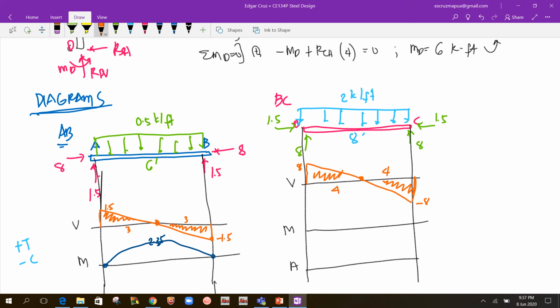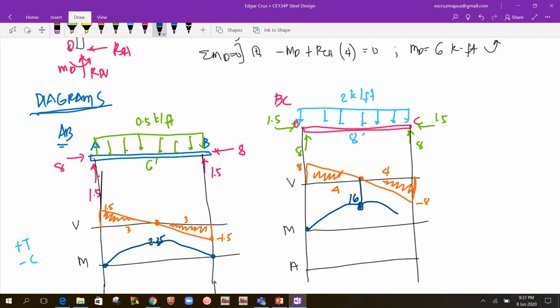Okay? So, next is for the moment diagram. The moment diagram is similar to this one. The moment here is 0. Tapos, maximum moment at the point of 0 shear. Diba? So, increasing, decreasing shear, so decreasing slope. And the magnitude of the maximum moment would be the area of the triangle, 1/2 base times height. So we have 16, so 16 yung maximum moment.